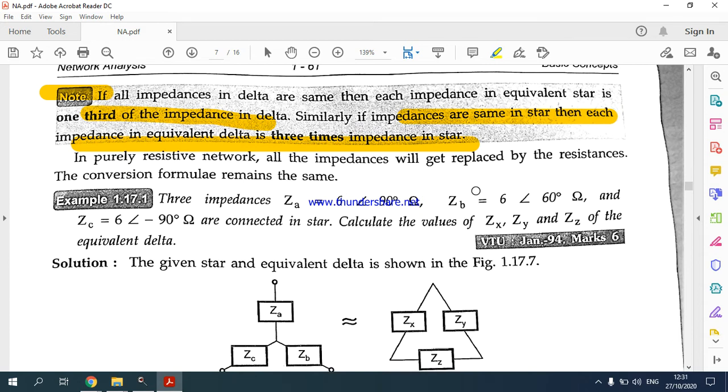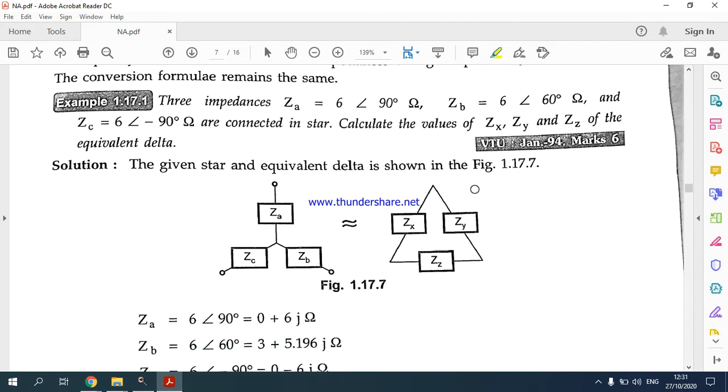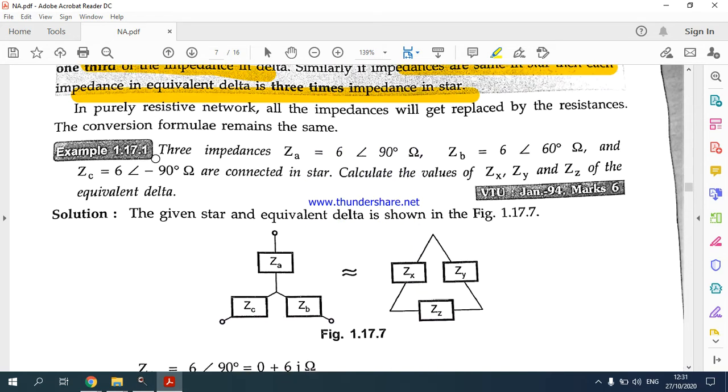Here I have to consider this one with respect to this one. In this problem, this is a very simple problem. Usually in your university question paper you may not get a problem like this, but still they asked this in 94 for 6 marks. Three impedances are given, ZA, ZB, ZC.